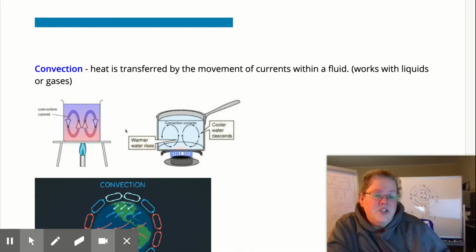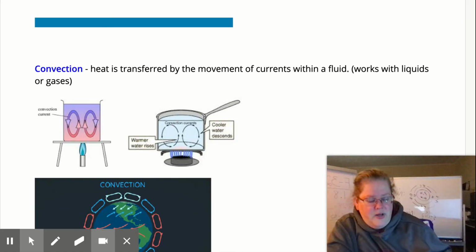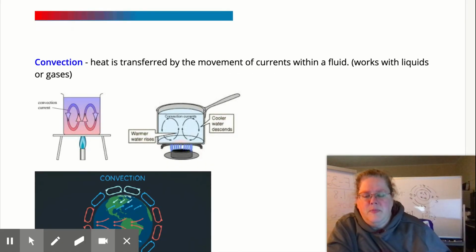And you can get convection currents like if you have a wood burning stove, the air above the stove is warm and you get convection currents coming. You also can have radiant heat from that too.